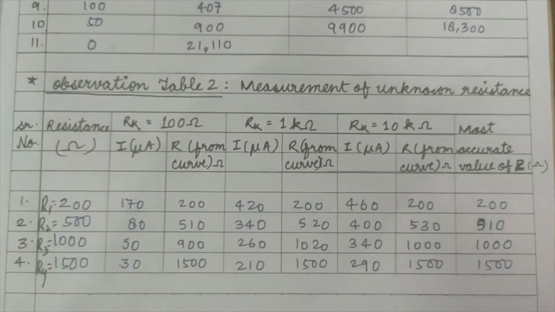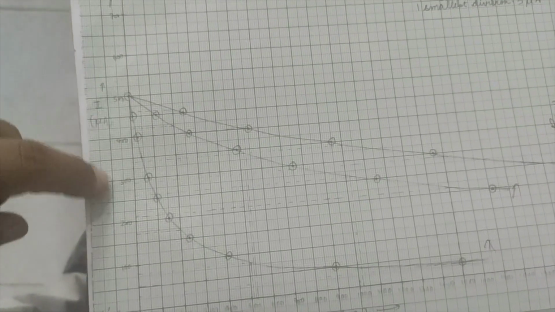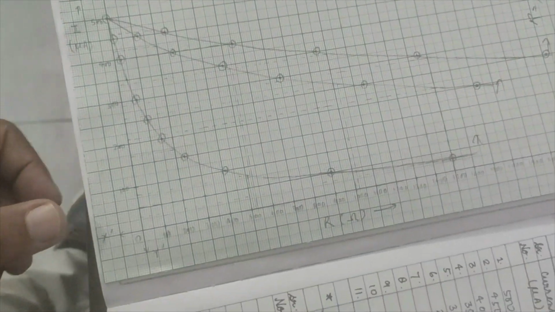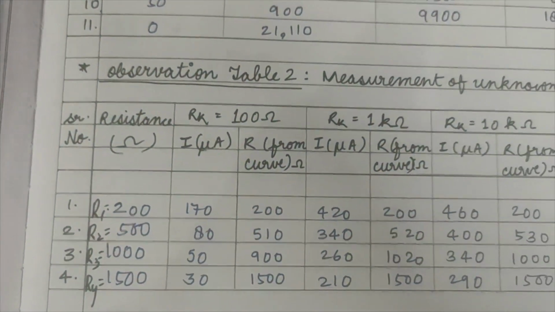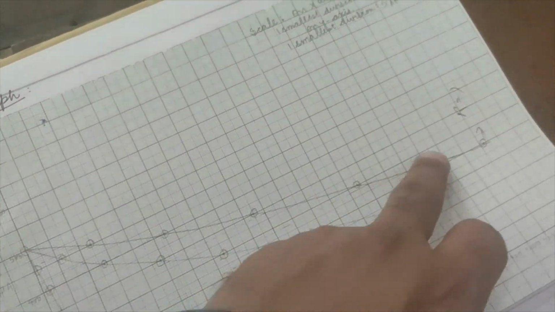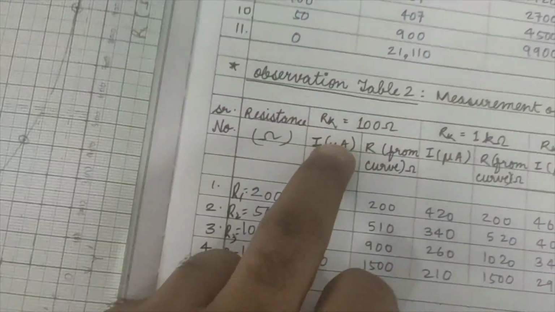Now once you are done with this, this is your calibrated graph, where you have plotted I on the y-axis and R on the x-axis. Now if we choose RK equal to 100 ohm, this is the graph for RK equal to 100 ohm. This is for 1 kilo ohm. This is for 10 kilo ohm.